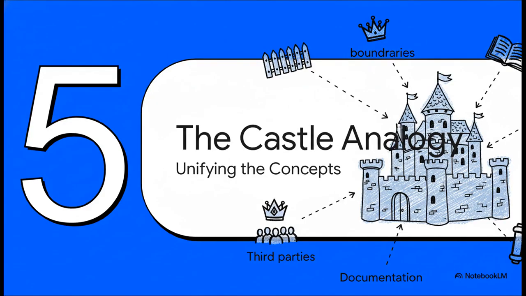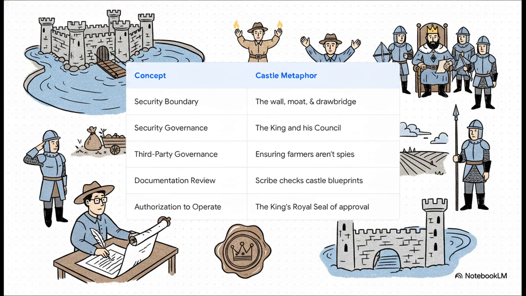Okay, we've covered a lot of ground, right? We've talked about boundaries, governance, third parties, and documentation. Now, to pull all of these somewhat abstract ideas together, let's use a simple but really powerful analogy that I think will make it all click. I want you to imagine your organization is a medieval castle.